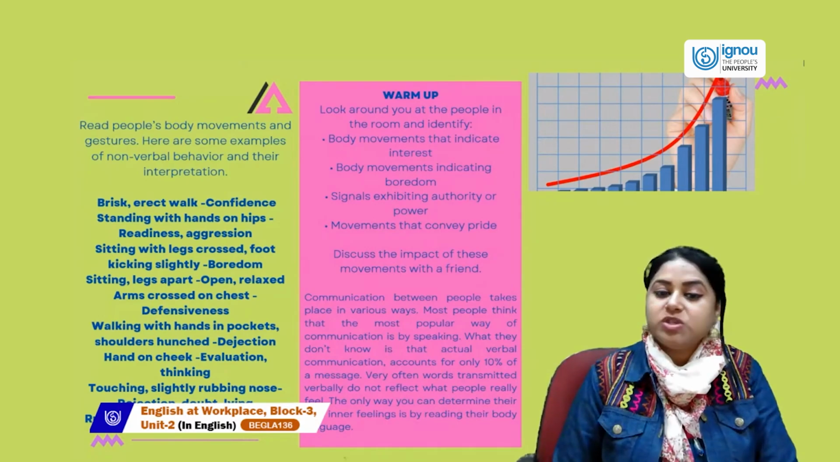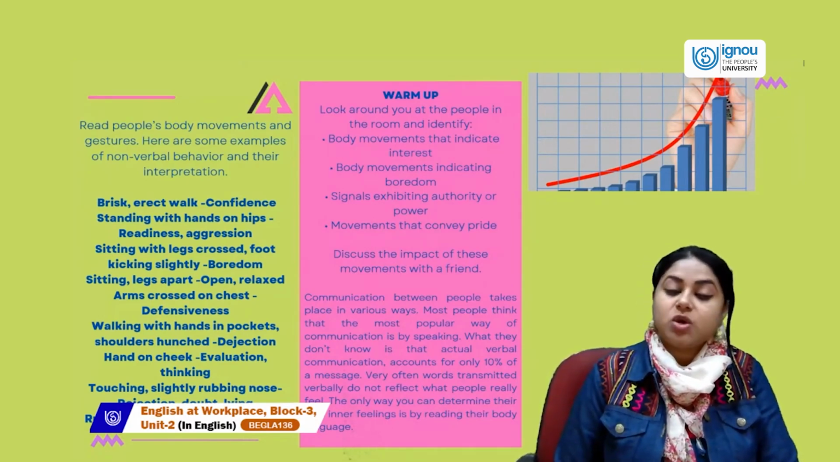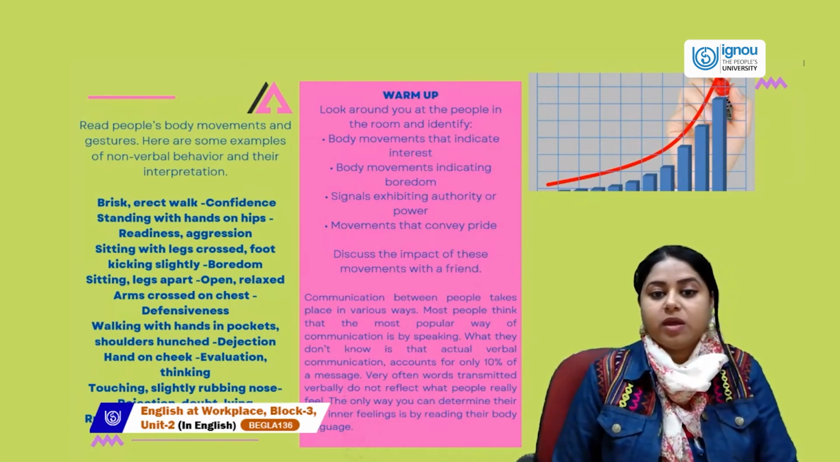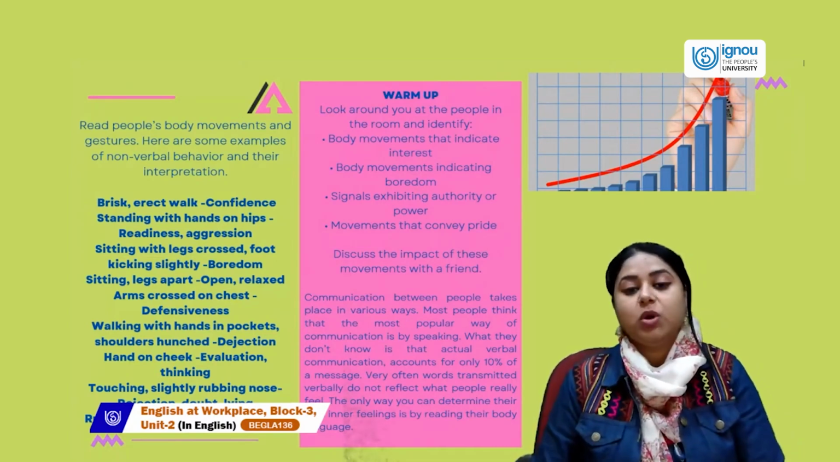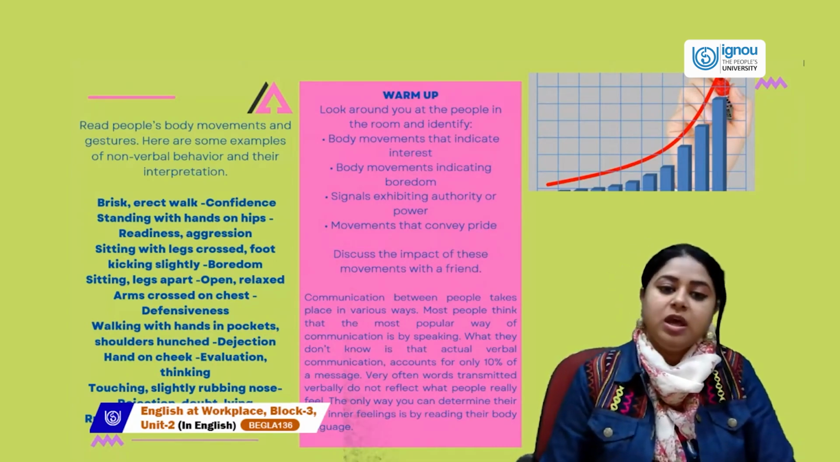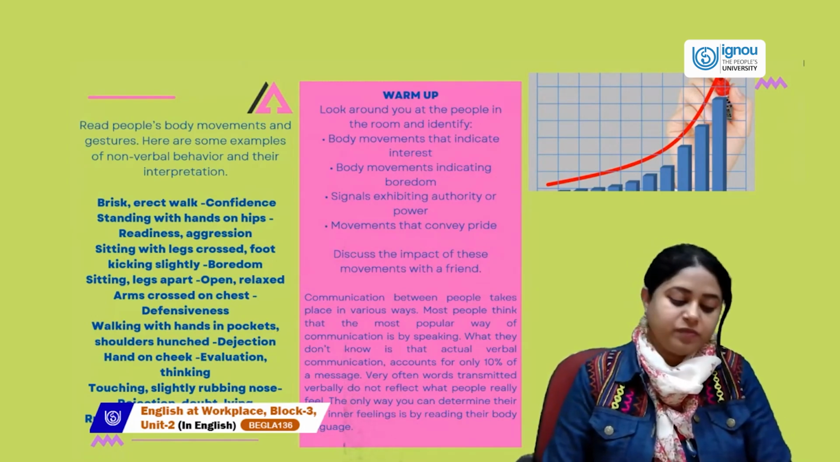Second is body movements which indicate boredom. Then signals exhibiting authority or power. Movements that convey pride. So signals which exhibit authority or power. Right? Movements that convey pride. What do you understand by this?